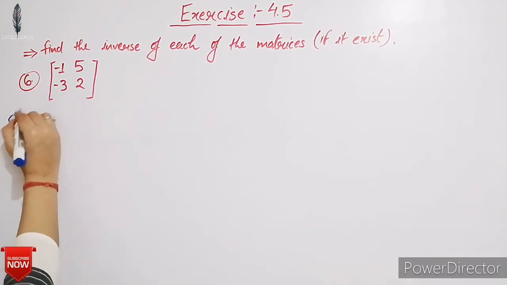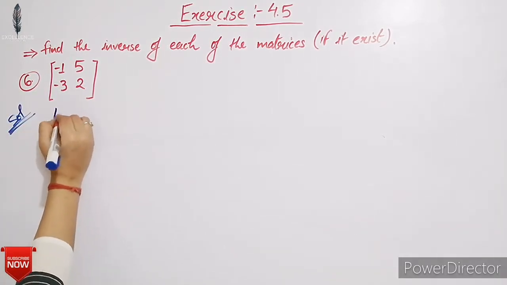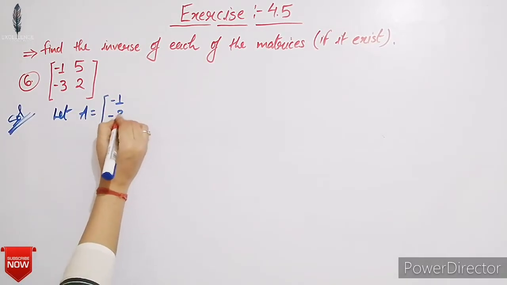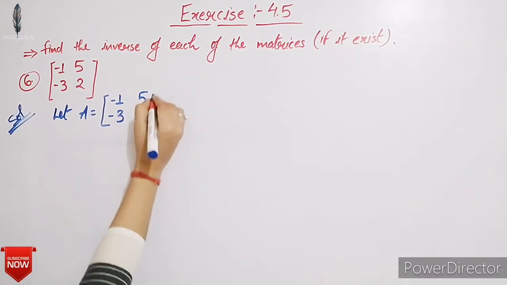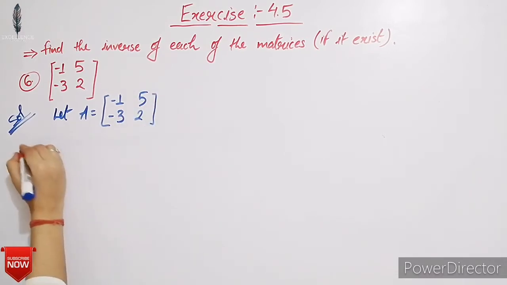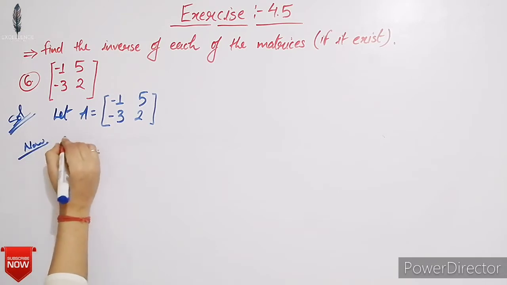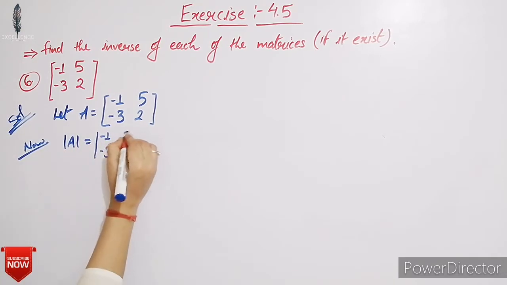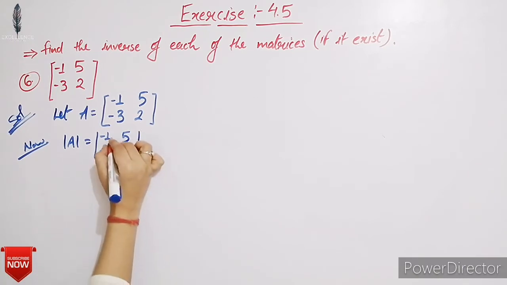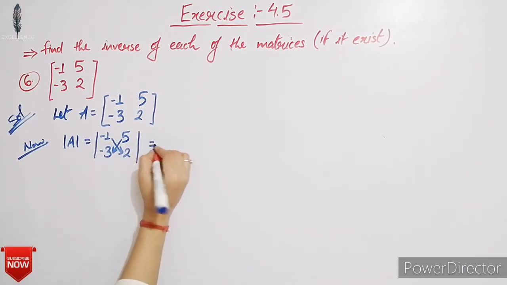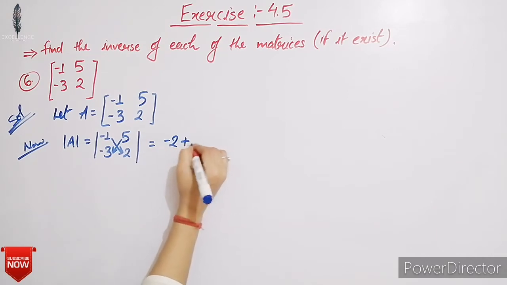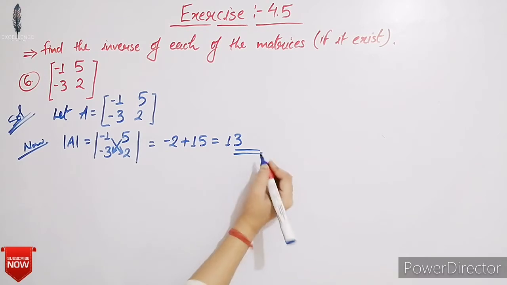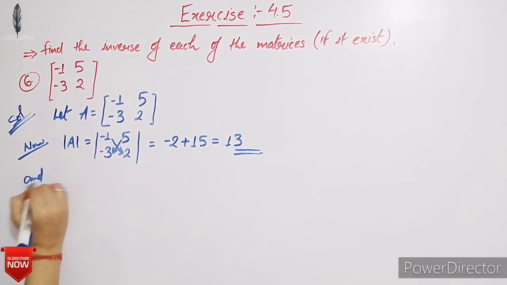Here we also have a matrix of order 2. Let's solve it. Let A equal the given matrix, that is [-1, -3; 5, 2]. And determinant of A is equal to determinant of [-1, -3; 5, 2]. So it is equal to -2 plus 15, that is equal to 13. So its inverse exists.